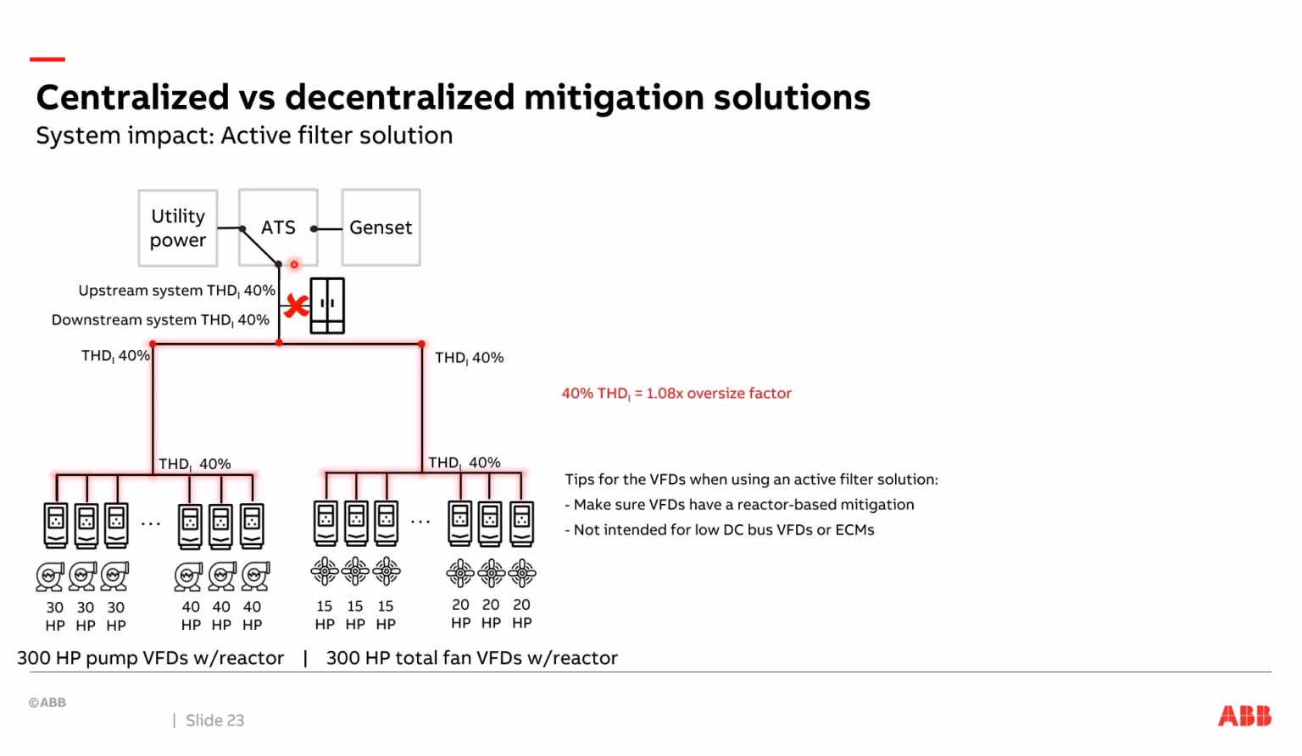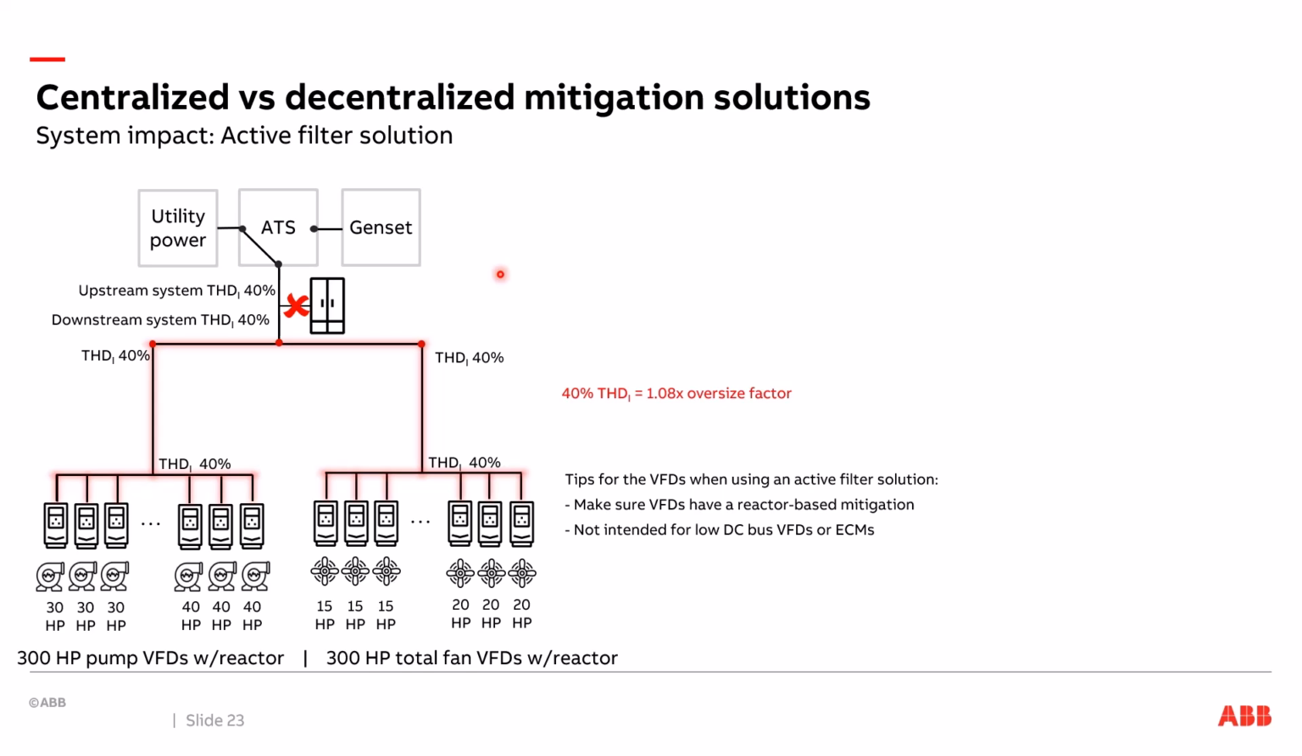Once the generator spins up to full speed because there was no utility power, my automatic transfer switch switches over to the genset. The genset is now seeing 40% current distortion because the active filter is offline. Now that generator is probably going to trip offline because the voltage regulator is not going to be happy, and it's going to have to trip offline to protect the generator.